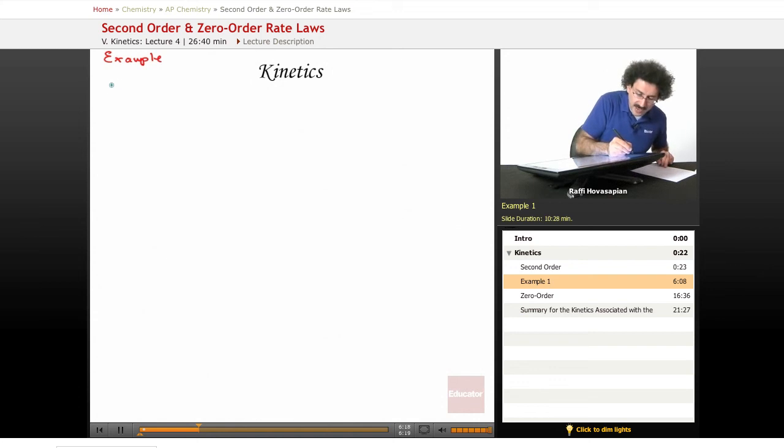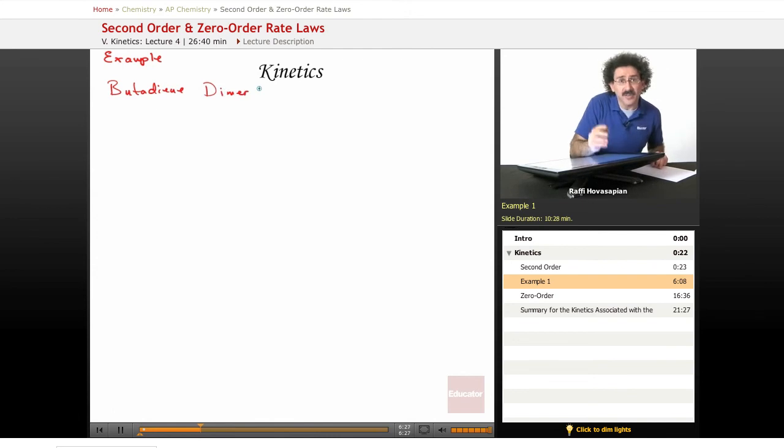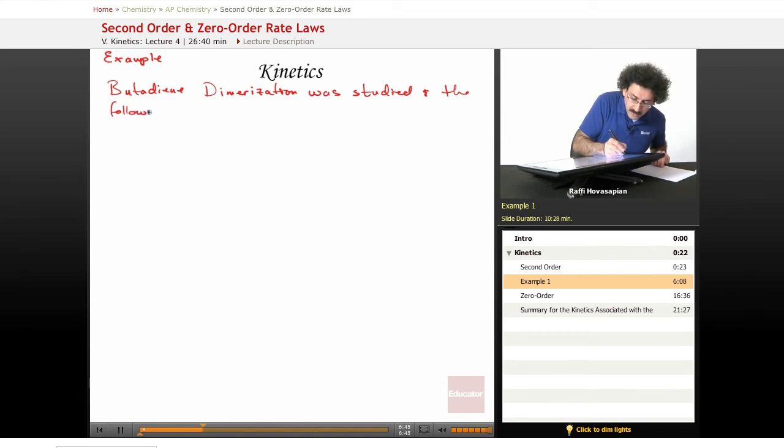Example, we have butadiene. Butadiene dimerizes, and dimerization means that two molecules of something stick together. Butadiene dimerization was studied, and the following kinetic data were obtained.